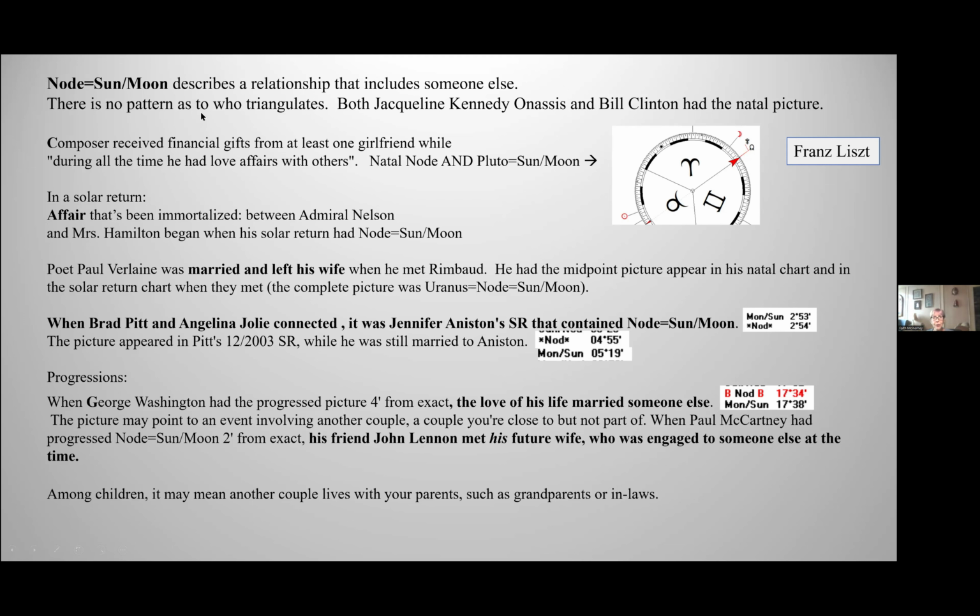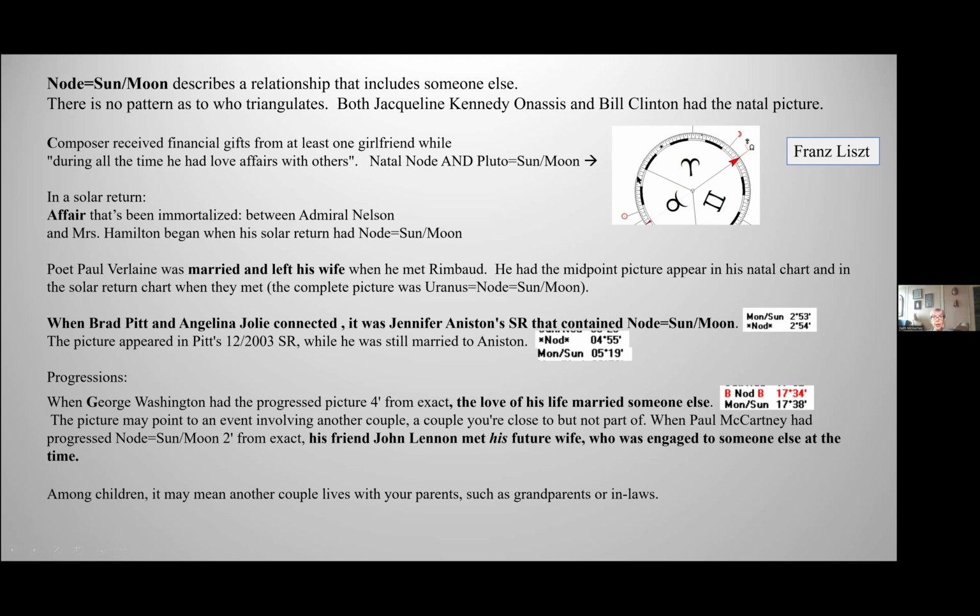So there's no pattern as to who triangulates. Jacqueline Kennedy Onassis had it in her chart. Her husband was a big womanizer. And Bill Clinton has the natal picture. So there you go. There's no rhyme or reason as to whether it's the triangulator, or the person who's promiscuous. Let's not say they're necessarily promiscuous, but where they're not exclusive, or where it's the mate of the person.